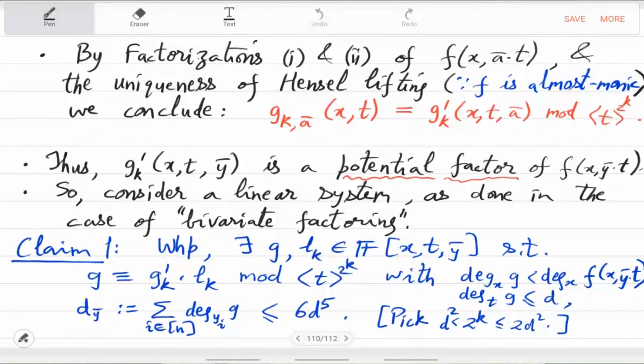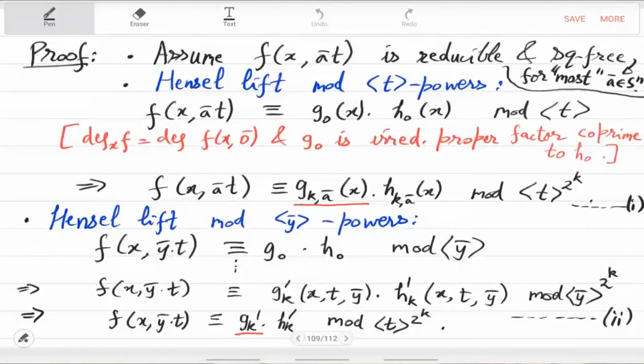Next time we will just take the GCD of G with f, and that will actually factor f, and factoring f means you get a contradiction, or you get that f is actually reducible. So if f is reducible for most y bar equal to a bar settings, then it is actually reducible. So reducibility implies reducibility. Let us do this in the next lecture.